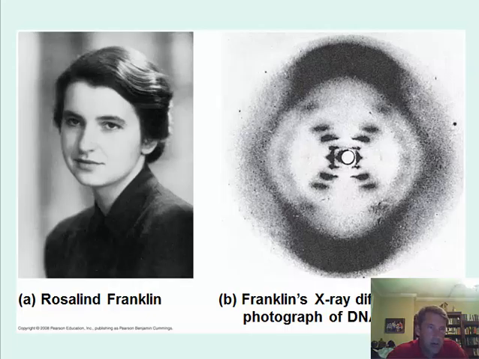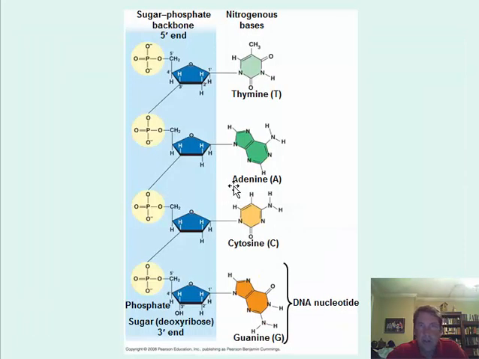So now we know that that structure is basically made up of repeating subunits called nucleotides. One nucleotide is made up of a phosphate group, a sugar, deoxyribose is the sugar, and one nitrogenous base.